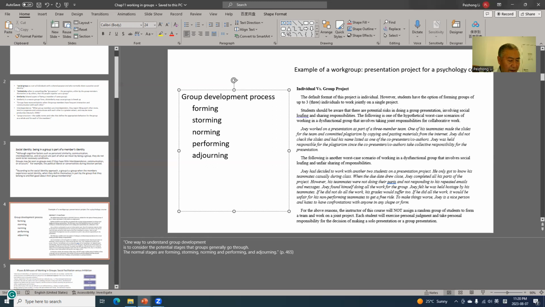And then after that, usually the group comes to an ending. That's the adjourning stage. The function it has served is outdated. Now you're ready to break up. You're ready to say goodbye to your teammates.